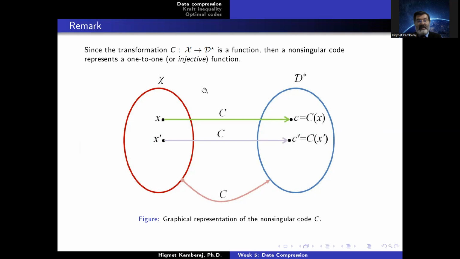This would mean that if I pick a pair x and x prime from chi, such that x is different from x prime, each of these is mapped according to the function C into one, little c equal to C of x, and the other, C prime, equal to C of x prime. Then since x is different from x prime, this also implies that C is different from C prime. This would mean a non-singular code.